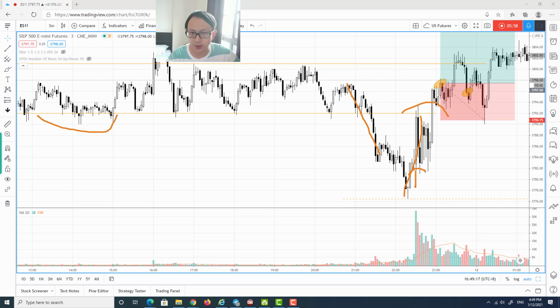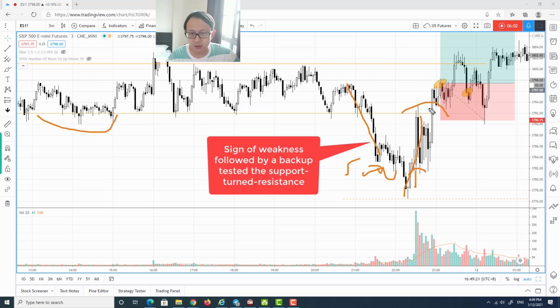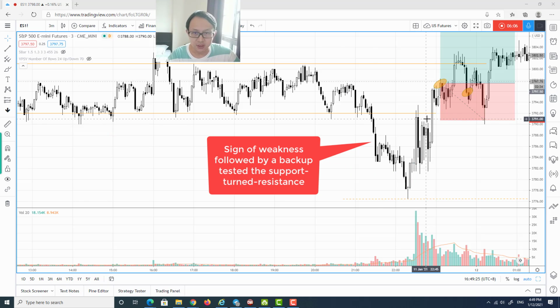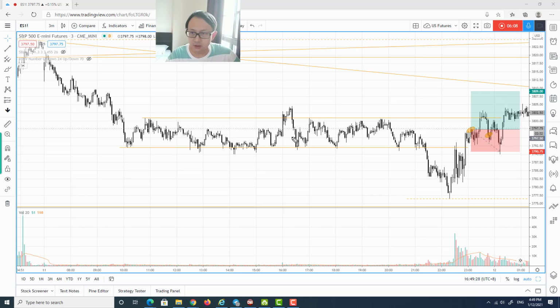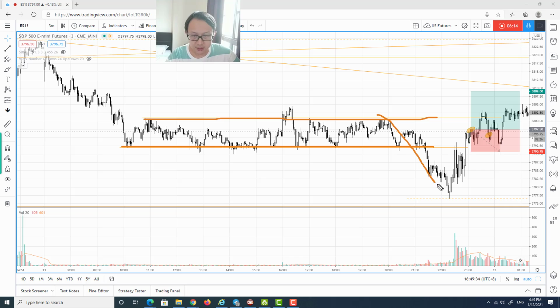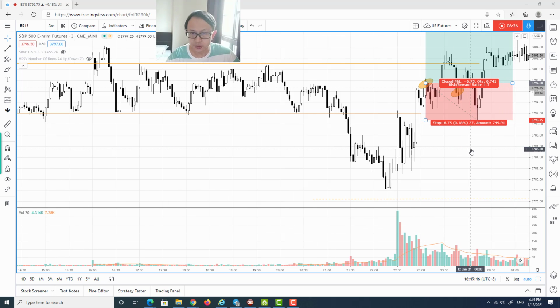So I think this is quite a typical sign of weakness. This is a backing out action as a back test. Let me just show you again. This is kind of like a distribution range, and we have a sign of weakness breaking down and just have a backup during the US Open. So I think this is quite a textbook style of trade entry.